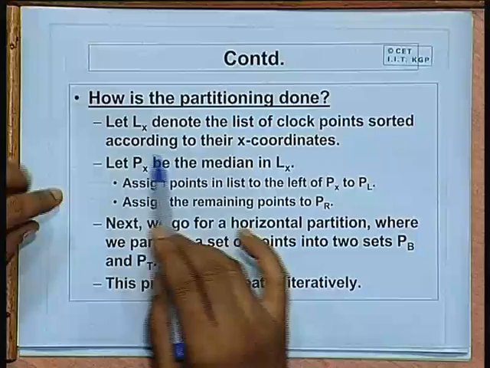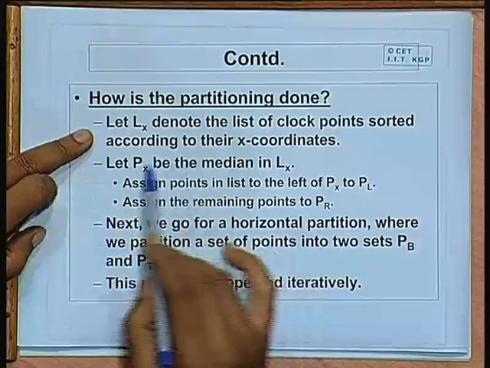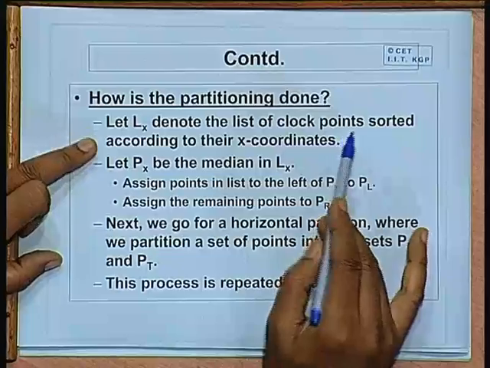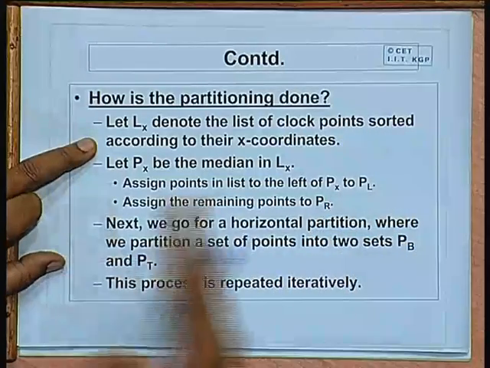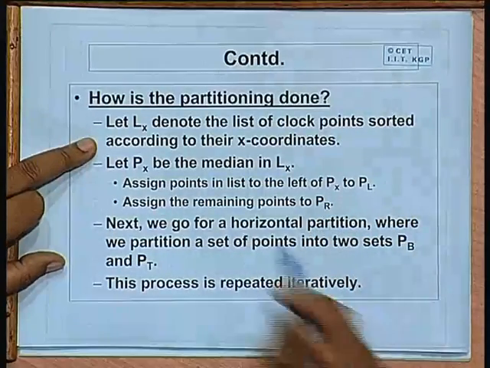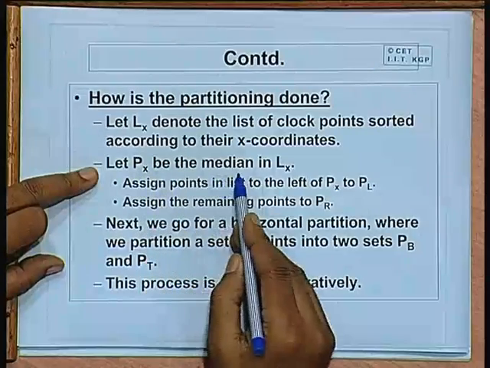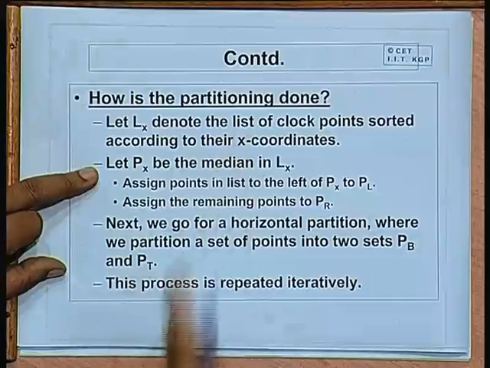Fine. So, the partitioning is normally done using a simple algorithm like this. This Lx is a list of clock points which are sorted according to their x coordinate, from left to right. Px is the median in Lx, that means the middle point. The number of clock points to the left and right are equal. So, at Px you can do the partition.